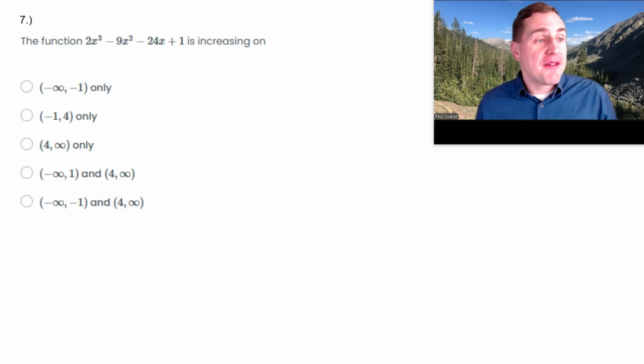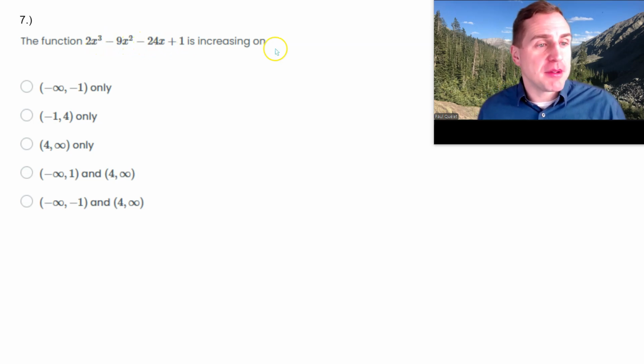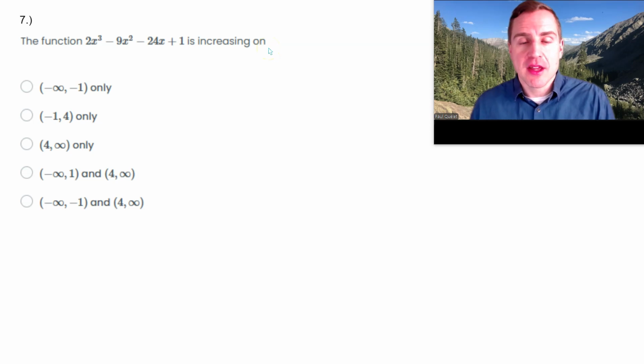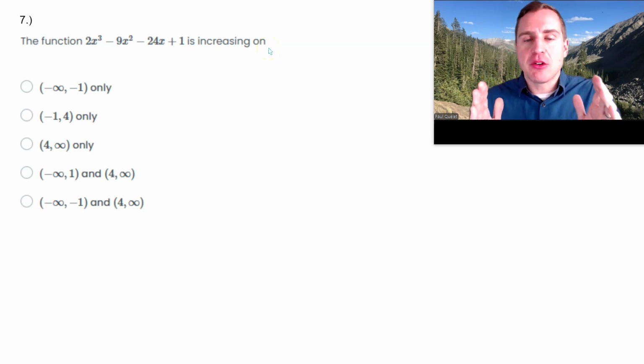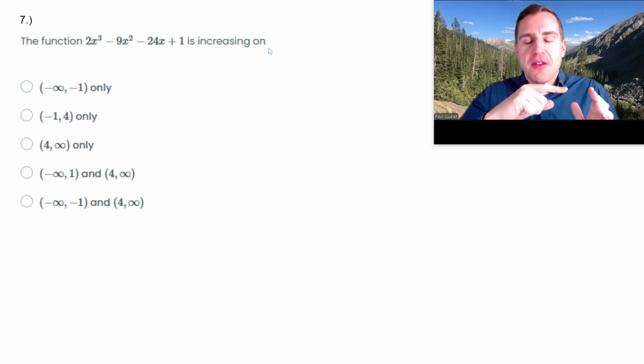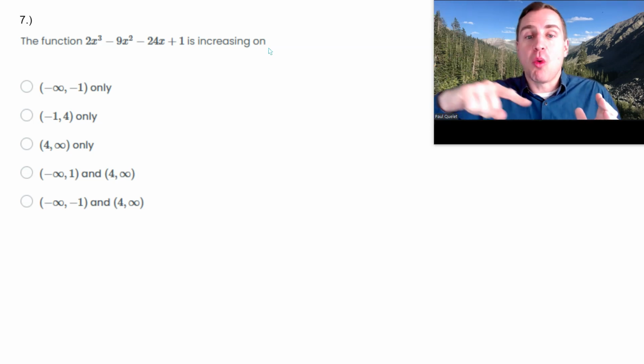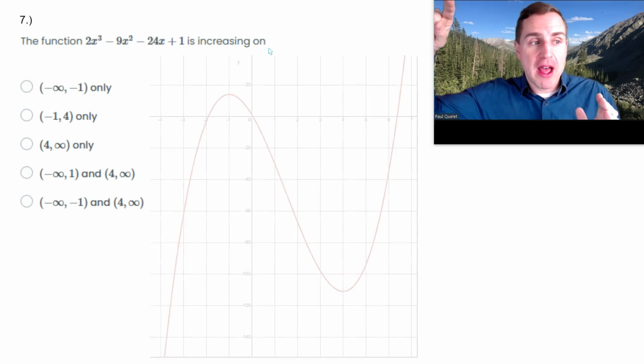So here we have problem number 7. The function 2x cubed minus 9x squared minus 24x plus 1 is increasing on... Now this is definitely a classic Calculus 1 problem where we want to understand how the function is increasing. That is, the y values are getting larger on the graph.